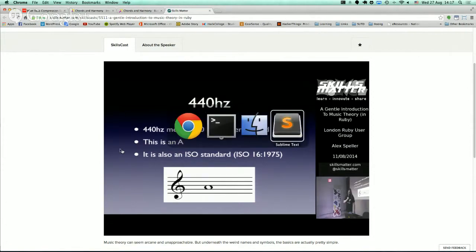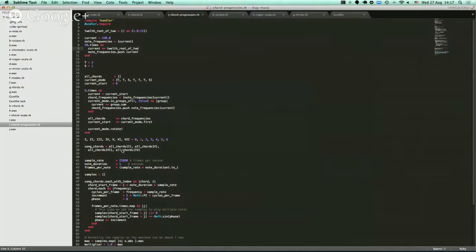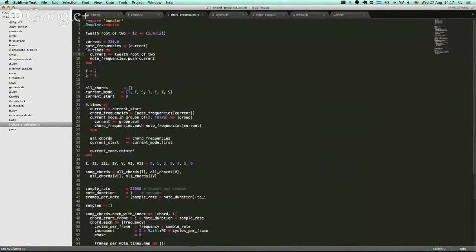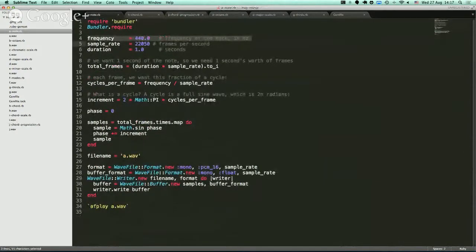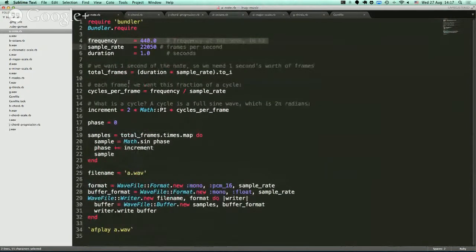So back to the code. This guy actually has a GitHub repository. I can't zoom in here. Can you read this? No, right? Command plus, command plus. Okay. So I'm going to go to his very first example. He has a GitHub repository of all this code, so you can all get to it.